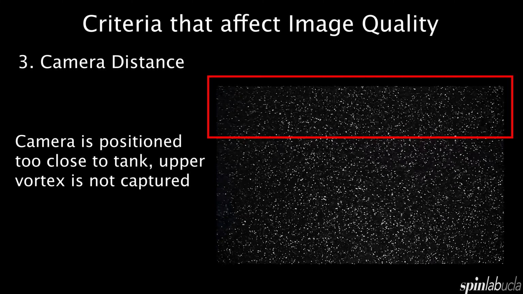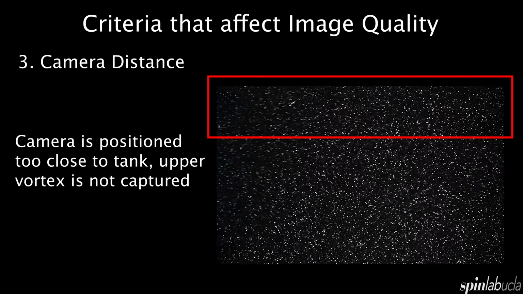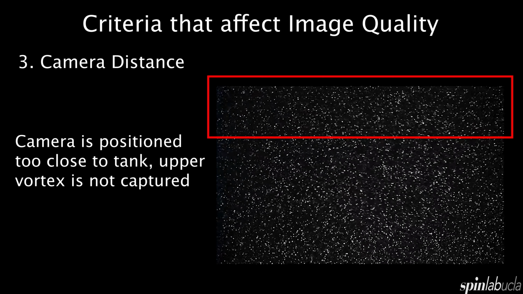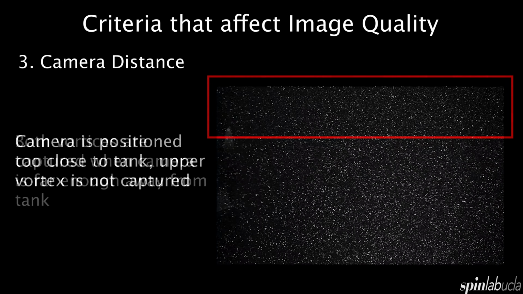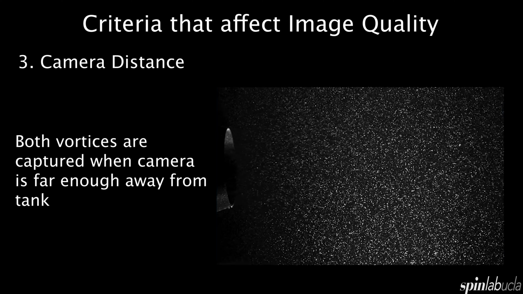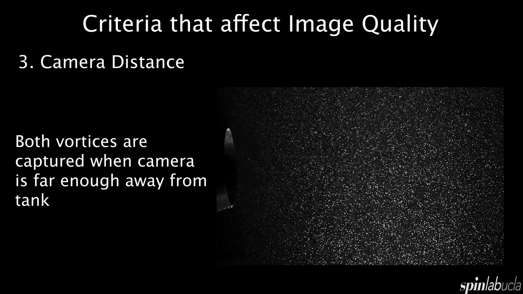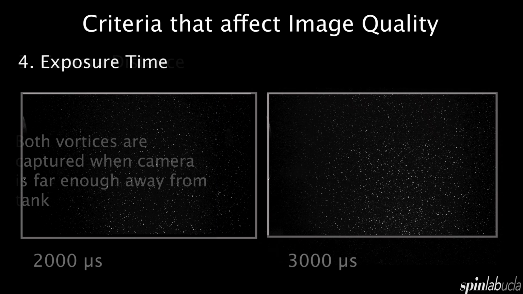Next, the distance between the camera and the edge of the tank needs to be such that the entire desired area of measurement is captured. You can see that if the camera is too close to the tank, the particle motion we wanted to measure is cut off. Here, you can see the entire measurement area we are interested in has been captured because the camera was moved further away from the tank.